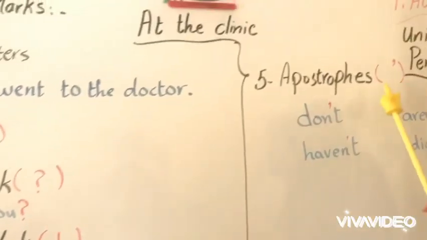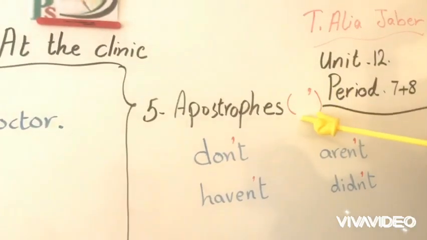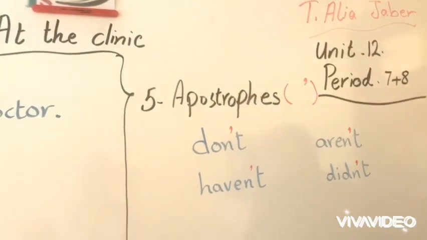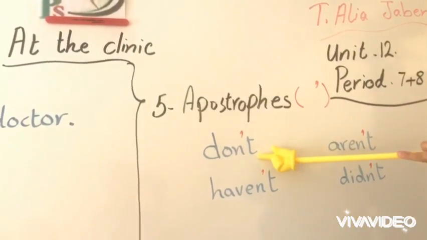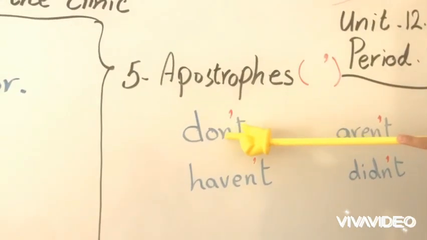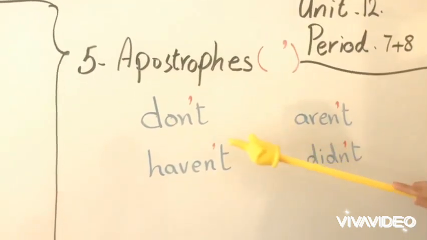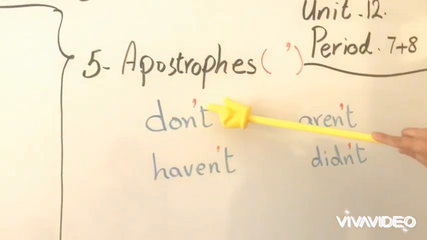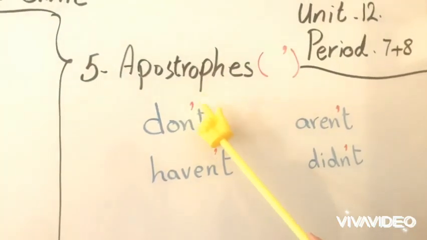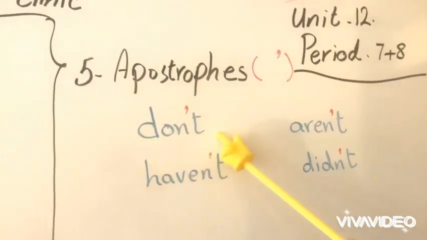The last one is apostrophes. This is an apostrophe. It is like a comma, but we don't write it on the line like a comma. We write it up. We use apostrophes for missing letters. Look here at this auxiliary verb. It is don't. What does it mean, don't? It means do not. But I don't want to write do not because it's too long. I can make it short by using an apostrophe. Look, where is the apostrophe? Up, not down. And when you say it, you will not say do not, you will say don't.